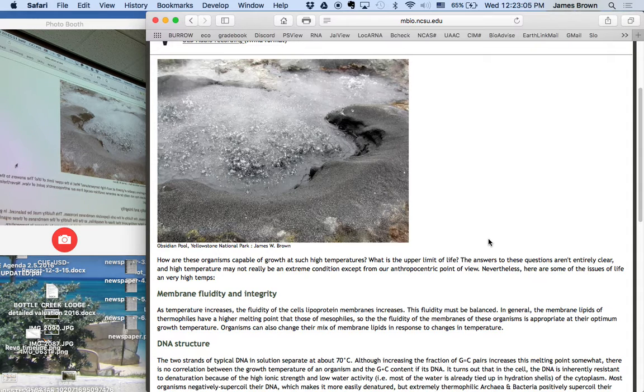And so this is Obsidian Pool. What are some of the issues that organisms have to deal with? I mean, if we took you and put you in a pool like this, you would die quickly. What goes on? What is required of an organism to live at these temperatures?